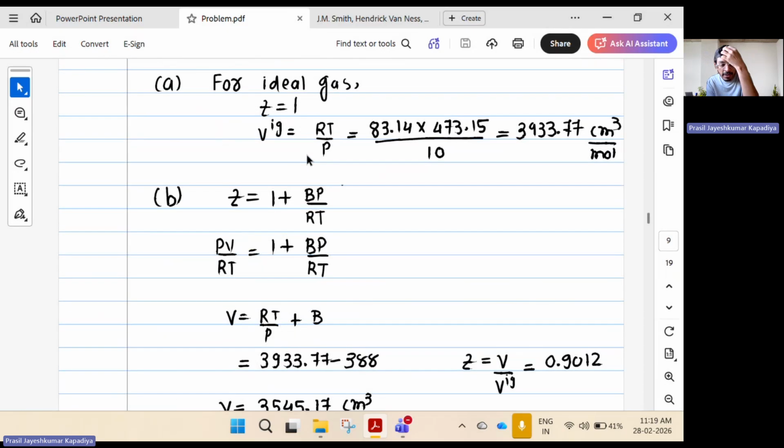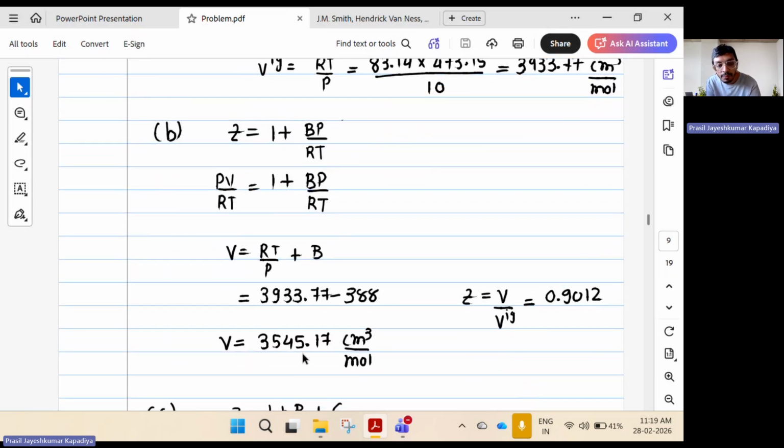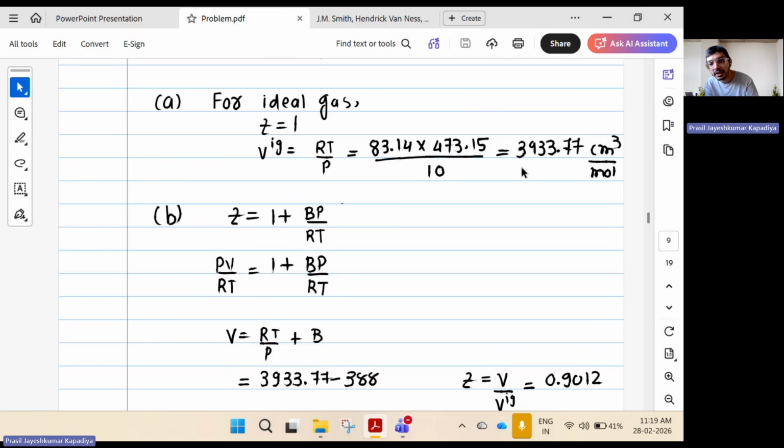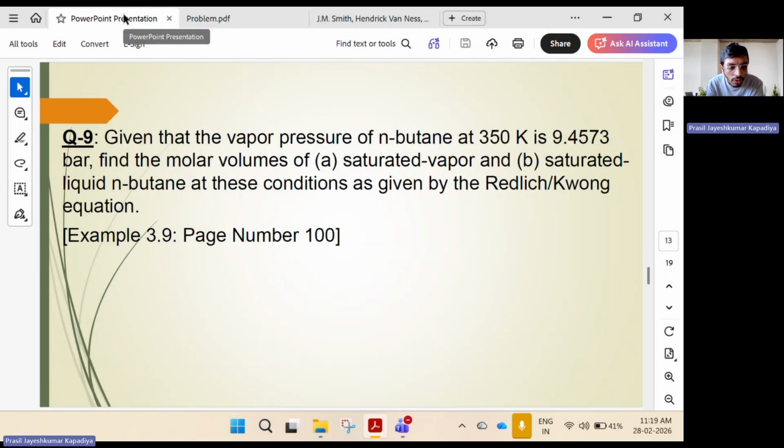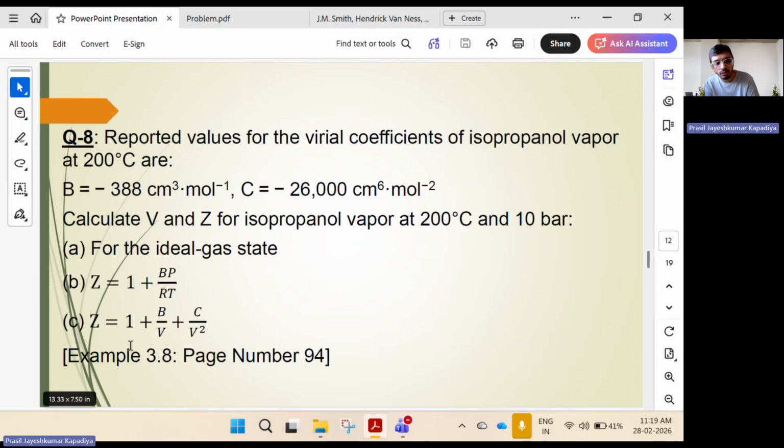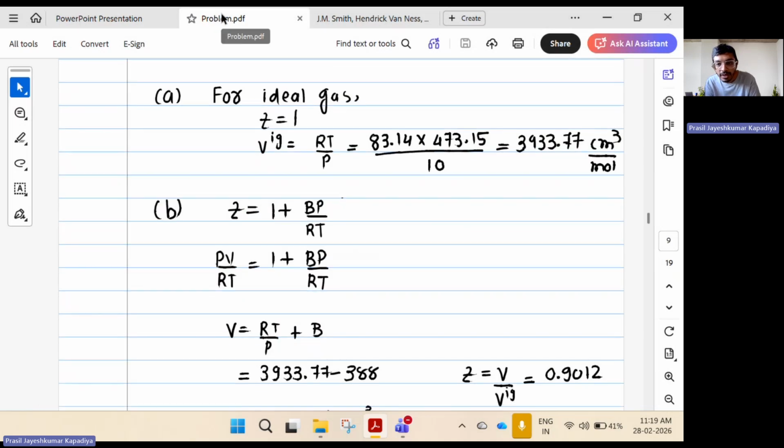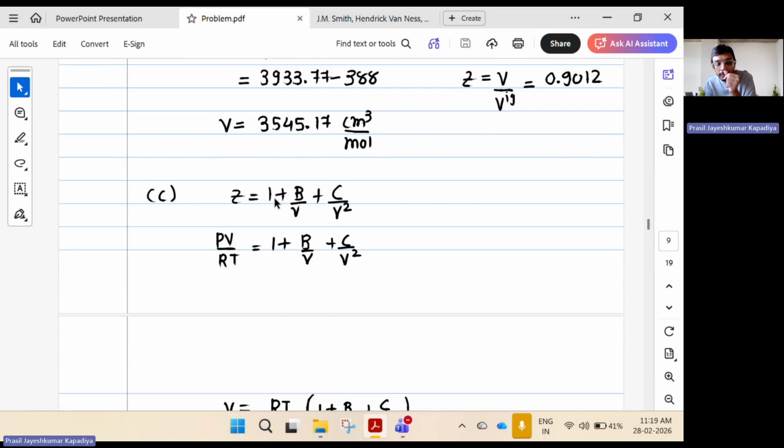Now what is Z? Z is my actual volume by ideal volume. The actual volume is 3545.17 and my ideal gas volume is 3933.77. That ratio is coming out to be 0.9012. Now for the third equation, Z is equal to 1 plus B by V plus C by V square. V is not known to us, Z is also not known to us. So what we do is first replace Z with PV by RT.